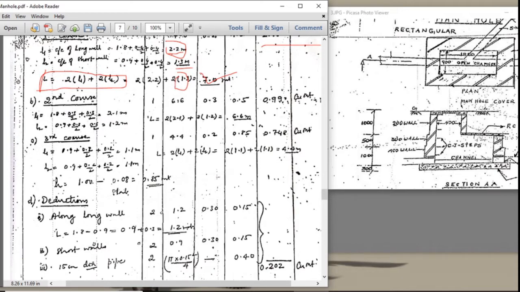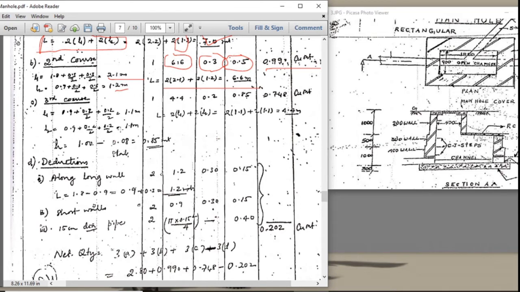Similarly, second course. So L1 is equal to 1.8 plus 0.3 by 2 plus 0.3 by 2, we will get 2.1 meter. L2 is 0.9 plus 0.3 by 2 plus 0.3 by 2, that is 1.2. So total length how much it will become? L is equal to 2 into L1 plus 2 into L2. You will get 6.6. Breadth of the wall is 0.3. Depth is 0.5. We will get 0.99 cubic meters.